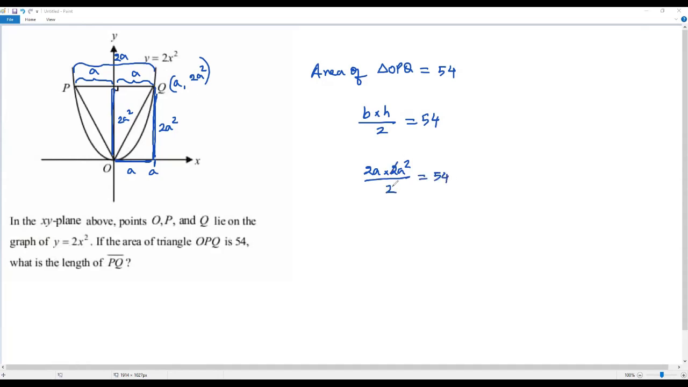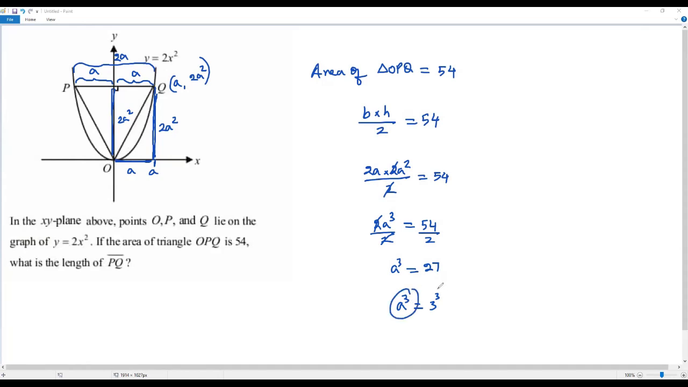Here we can cancel this 2 and 2. So then we get 2 times a times a squared, which is a cubed. That is 2a cubed equals 54. Let me divide both sides of this equation by 2. Then this 2 will cancel out. I'm getting a cubed on the left side. 54 divided by 2 is 27. Okay, a cubed equals 27, and we can write this 27 as a power of 3. That is 3 to the third power.